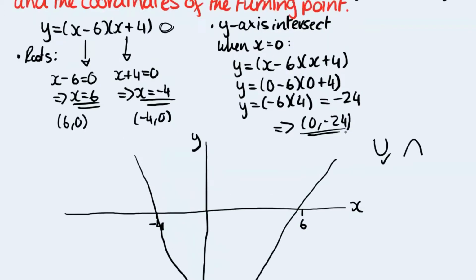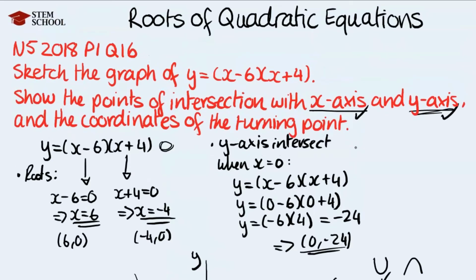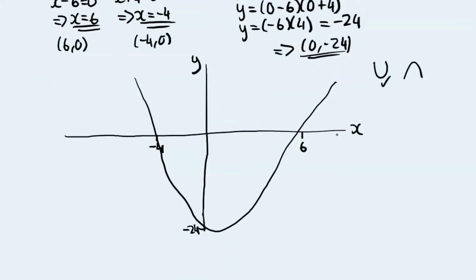Now, the last thing you want to find is the coordinates of the turning point. So a good way to work that out is if you know the roots of this equation, then you can find the turning point because the parabola is a symmetrical shape, right? So you can just manually find the middle of this distance. So from -4 to 6, it's 10 units, right? So the middle is going to be 5 away from either end. So -4 plus 5 will be 1. Okay, so that's how you work out the dead center.